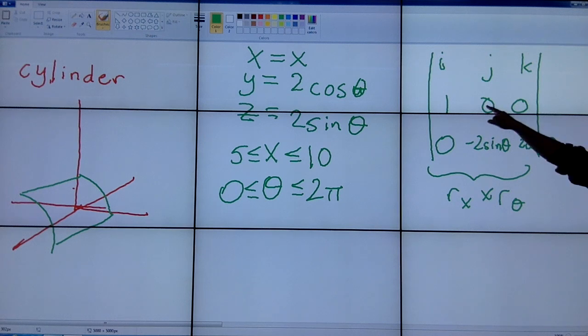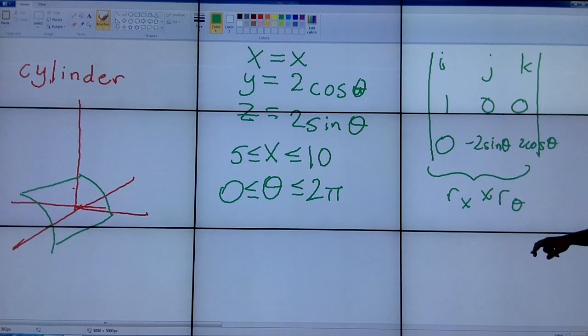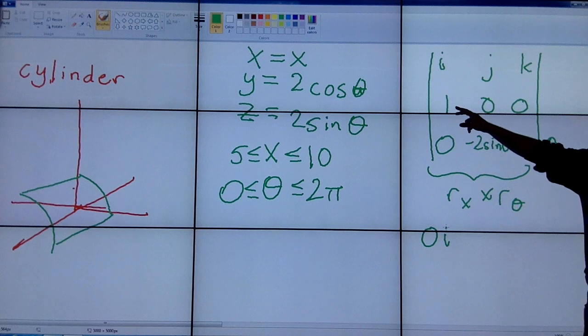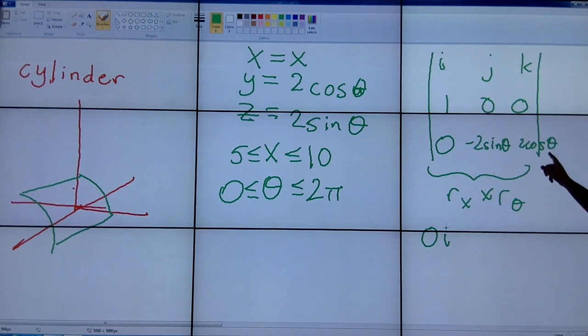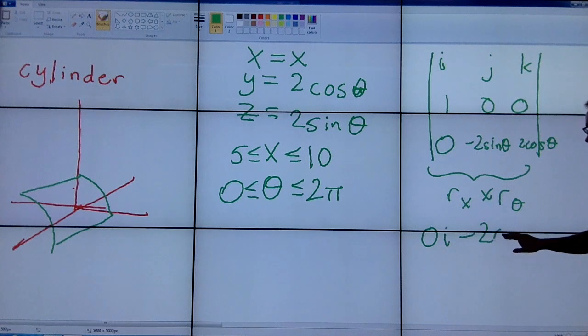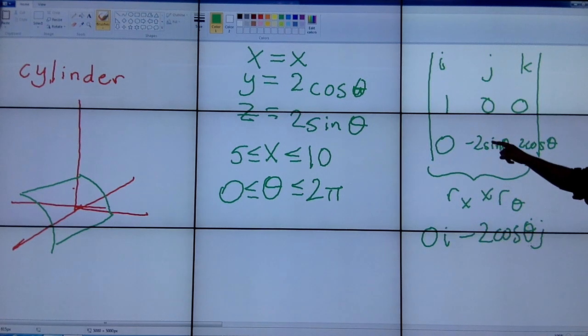So let's find this cross product. 0 times this is 0. 0 times that is 0. So we get 0i. 1 times 2 cosine theta is 2 cosine theta minus 0. That would be the middle term, so minus 2 cosine theta j. And 1 times negative 2 sine theta is negative 2 sine theta k.